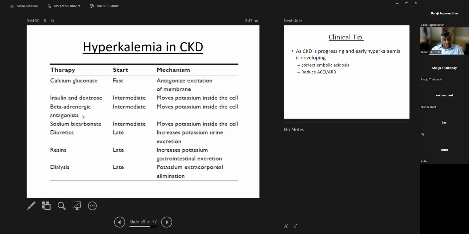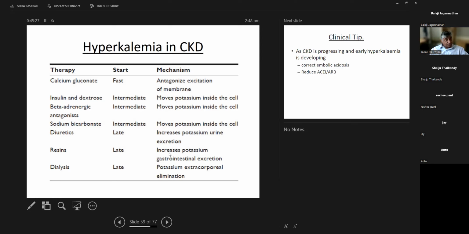So if the patient's developing hyperkalemia, then we're going to try and address that. The first thing is change in diet. The second thing is looking at drugs. And the third thing is correcting metabolic acidosis. And if you've got severe hyperkalemia, which is life-threatening, then we're going to treat that with intravenous calcium gluconate, insulin dextrose, beta-adrenergic agonists such as salbutamol, bicarbonate, and then things like resonium. And if needs be, we'll use dialysis.